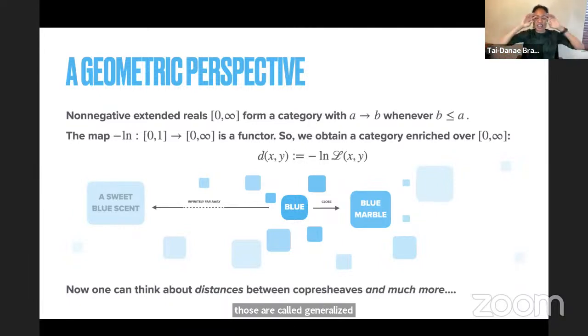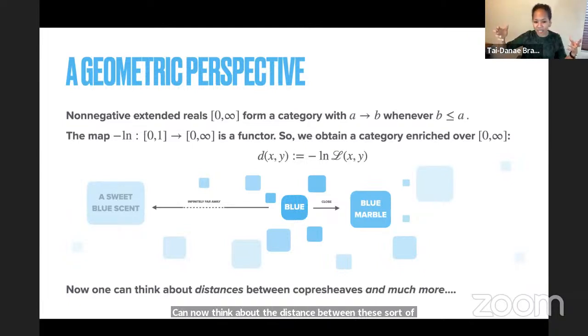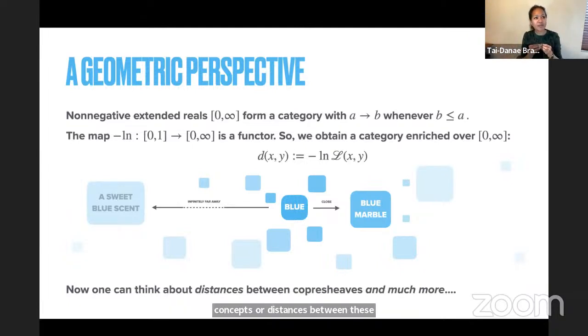And the upshot is that you can now think about the distances between these concepts, or distances between these representable enriched functors. And what happens is that in this generalized metric space, expressions that are likely continuations are close together, like blue goes to blue marble, so they're close in this generalized metric. But those which are not likely extensions are infinitely far away. So maybe a sweet blue scent is not a thing that people say, or it has a low probability because colors don't have smells. And that pairs well with your intuition that, hey, that should be way far away. So you can think about distances now.